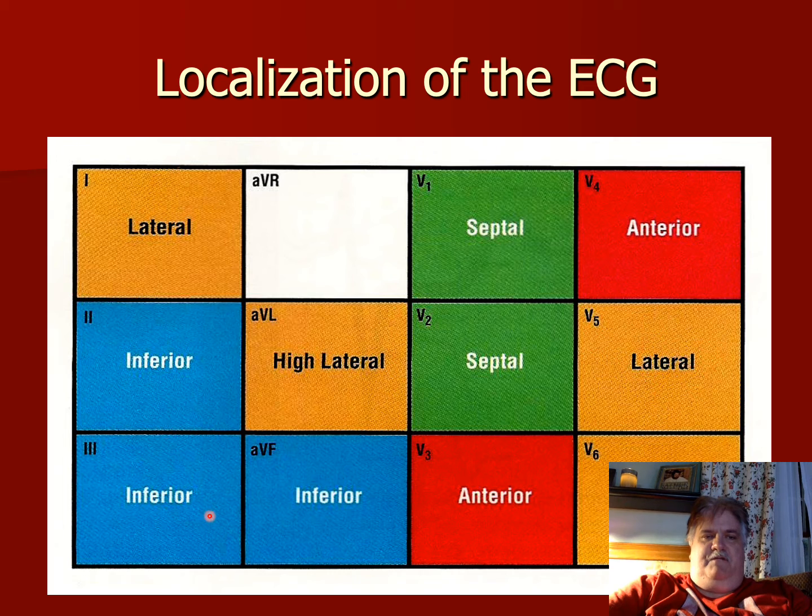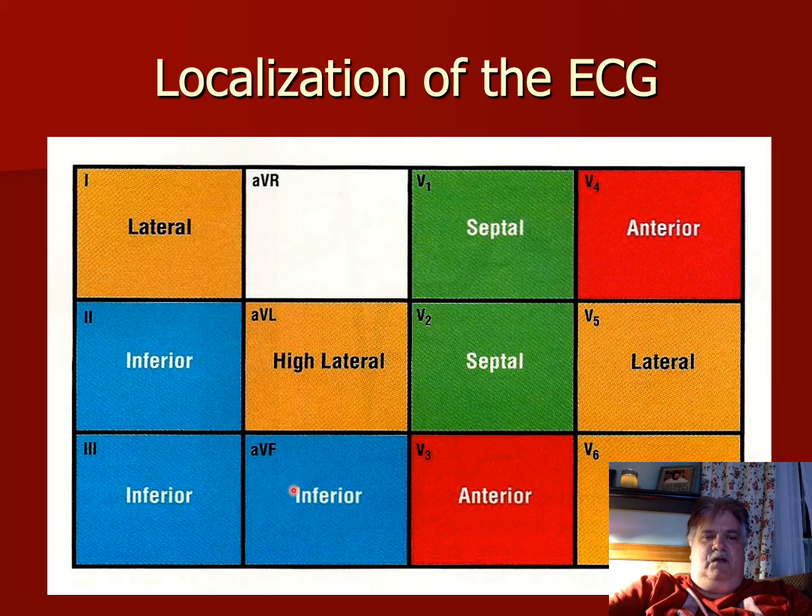Remember to call an inferior wall MI, whether it's ischemia, injury, or infarction, you need 2 out of the 3 contiguous leads, or the leads that represent AVF. Finally, look for Q waves, and those are pathological Q waves, and I'll cover physiological versus pathological Q waves next.